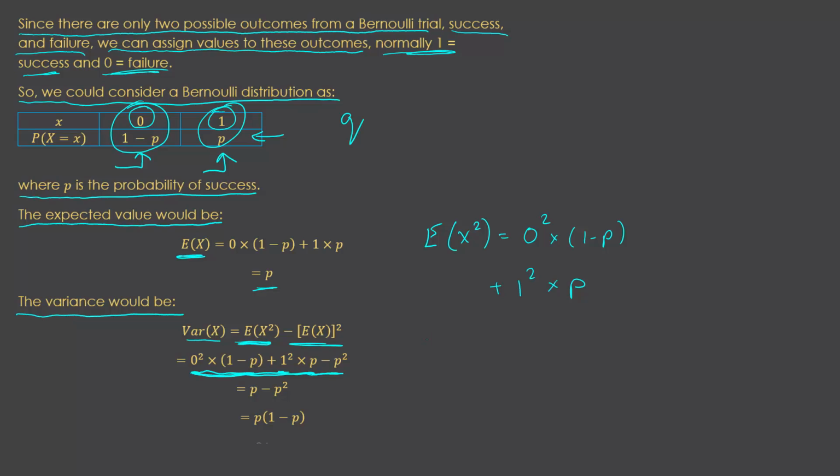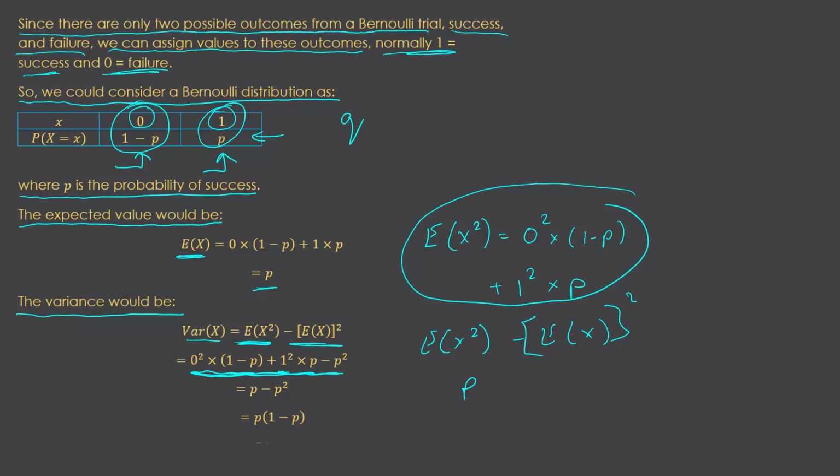And then for the variance of x, we do the expectation of x squared, take away the expectation of x squared. And this, of course, turns out to just be 1 squared times p, or p. And then we know that the expectation of x was also p, so that's where the p squared comes from. So we get p minus p squared, or if we factorize it, p times 1 minus p.